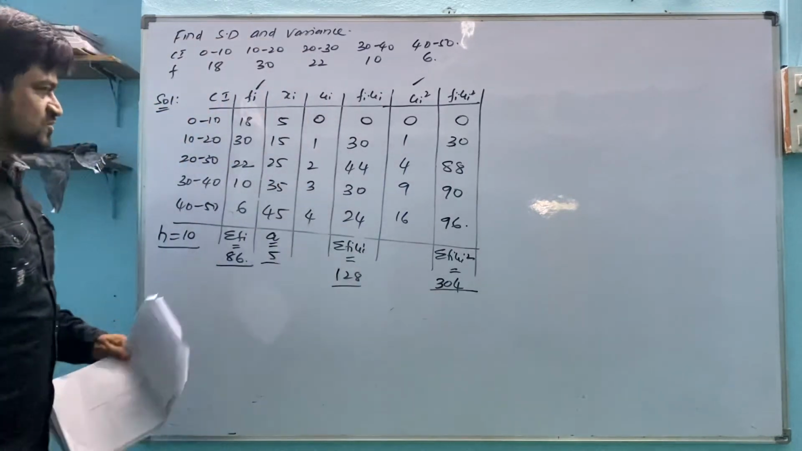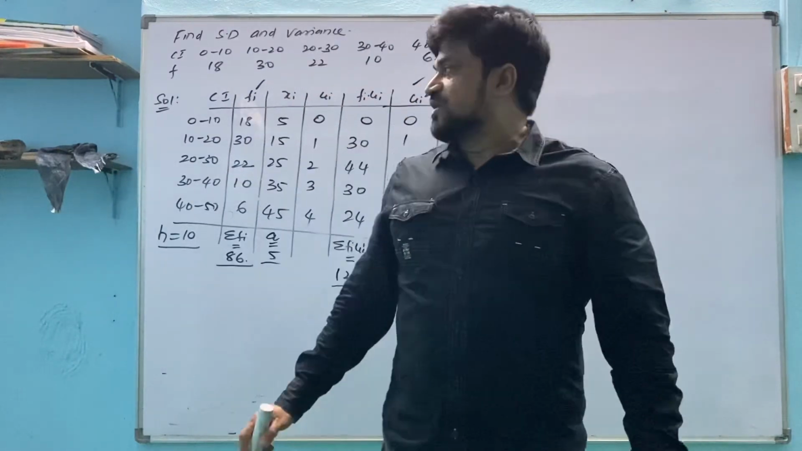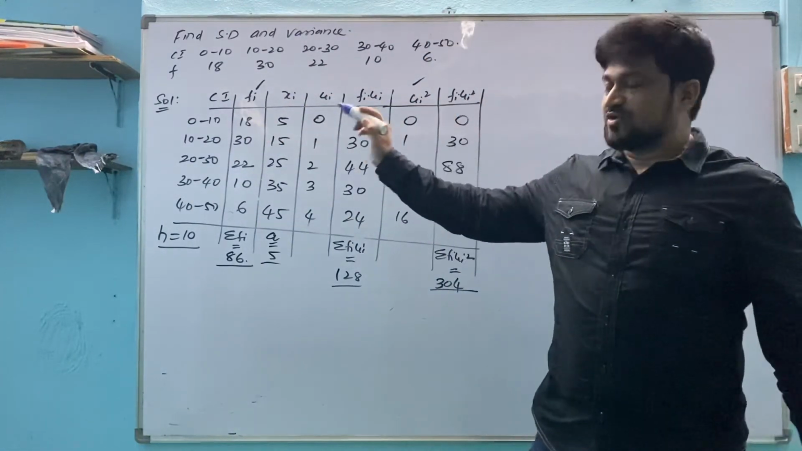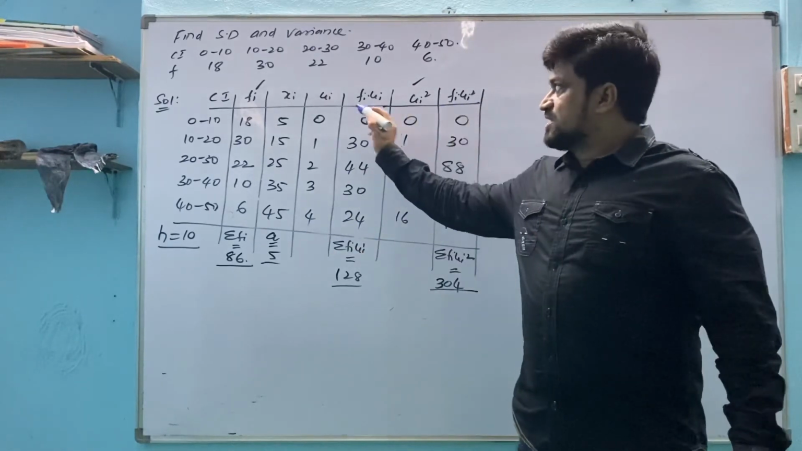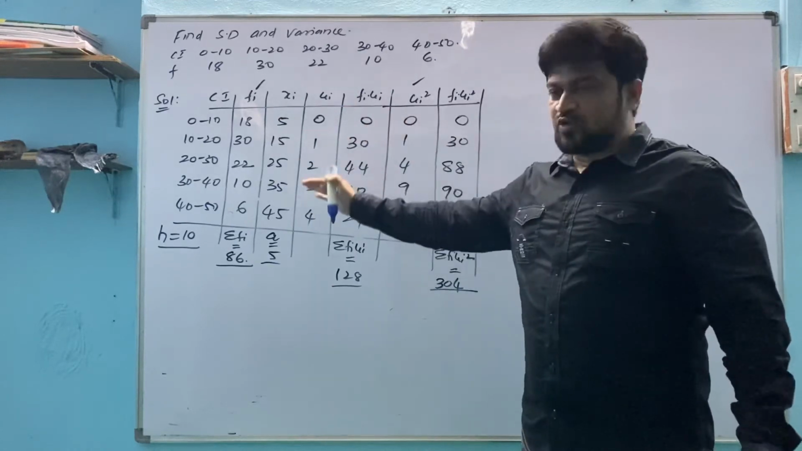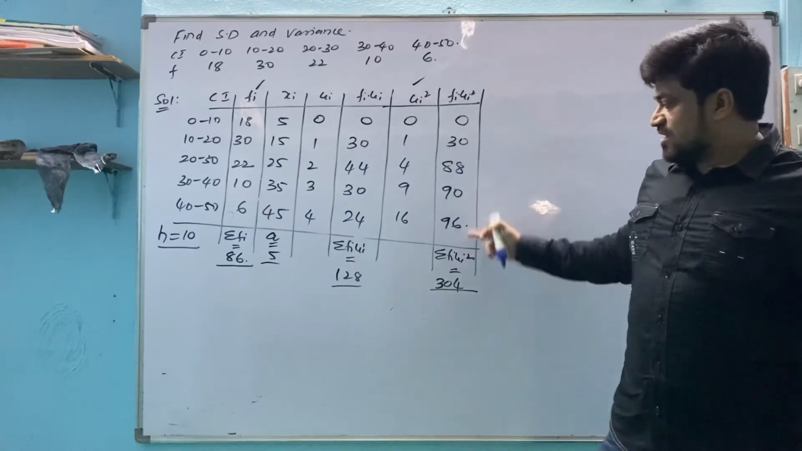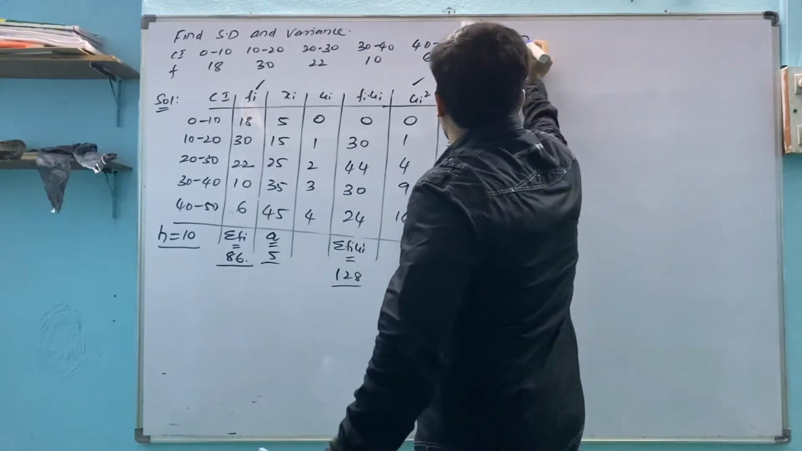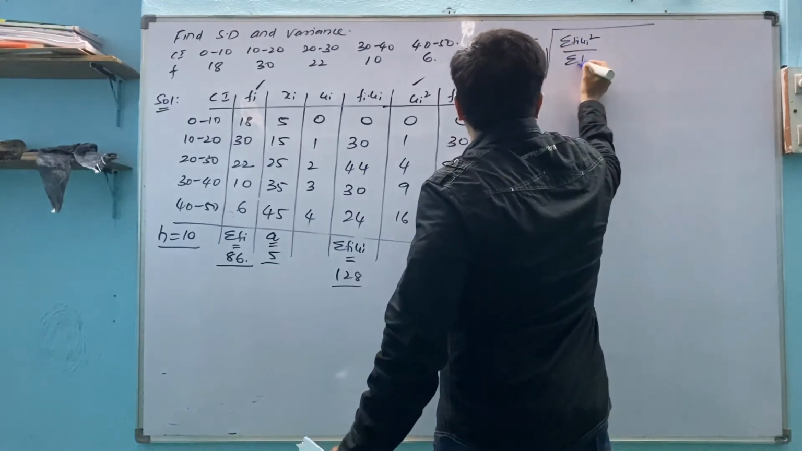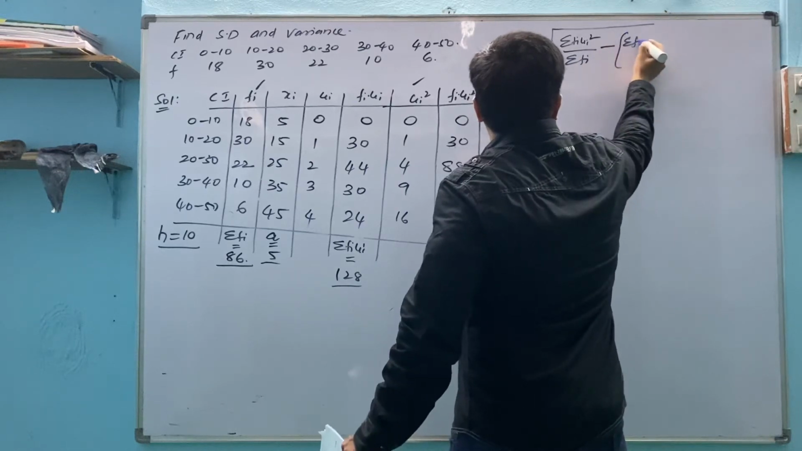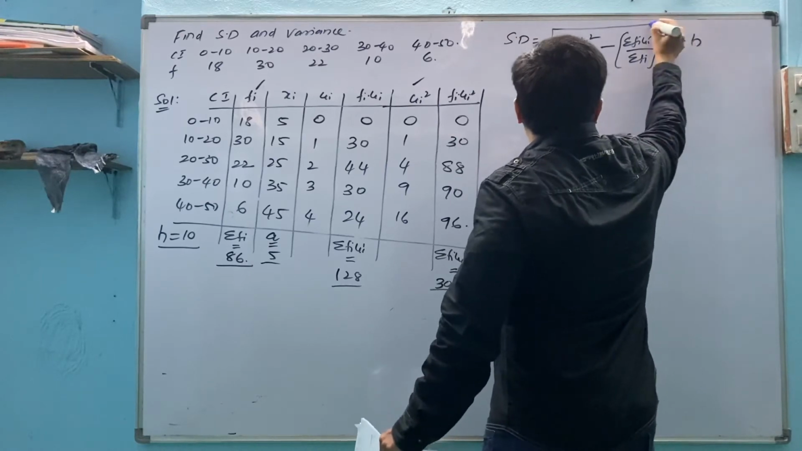Once we have these values, to find the standard deviation or variance, we have these 7 columns: Ci, Fi, Xi, Ui, Fi into Ui, then Ui square, Fi into Ui square. Till here it is only the mean columns, you know how to find the mean. Then the Ui square column is extra, Fi into Ui square is extra. Now once we have the values, you can write standard deviation equals square root of sigma Fi Ui square by sigma Fi minus, in brackets, sigma Fi Ui by sigma Fi whole square, and h is outside the root.